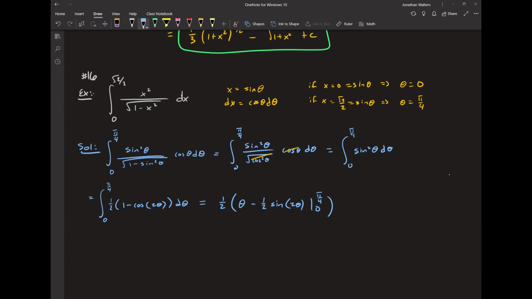Plug in those bounds. This is going to be 1/2 times pi over 4 minus 1/2 sine of 2 times pi over 4, minus 0 plus 1/2 sine of 0. And those two are kind of irrelevant. This is 0. Obviously, this is 0. Sine of pi over 2 is 1, so this is going to become 1. So pi over 4 minus 1/2, basically, inside the parentheses. So this is going to be 1/2, and then pi over 4 minus 1/2 equals pi over 8 minus 1/4.